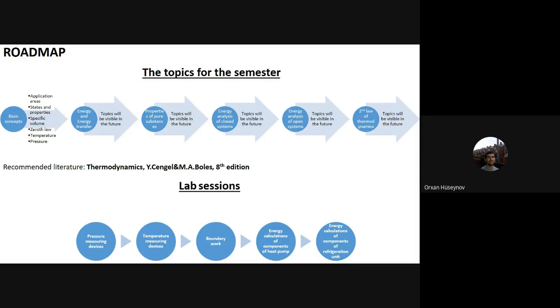The topics for the semester are, we will have the basic concepts firstly for today's lecture, and if we can't finish, for tomorrow's lecture. And the basic concepts, these are the subtitles, for example, the application areas, states and properties, specific volume.